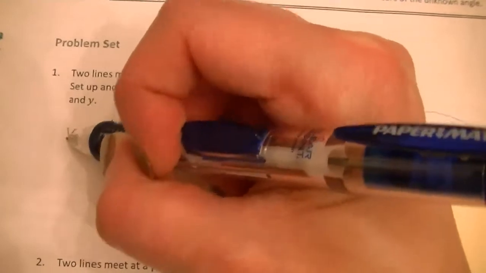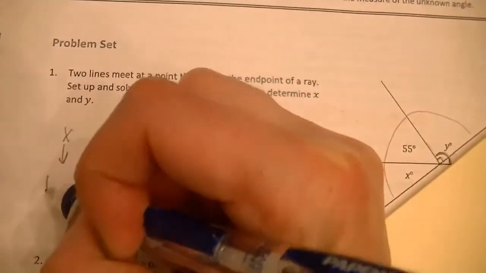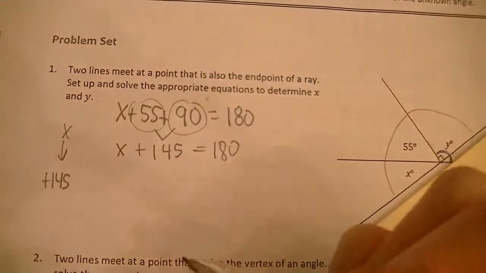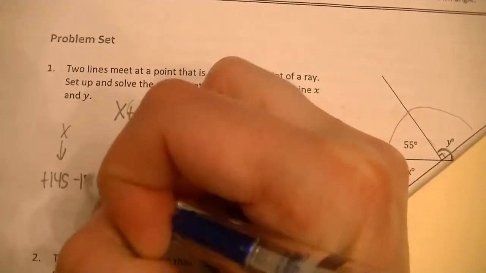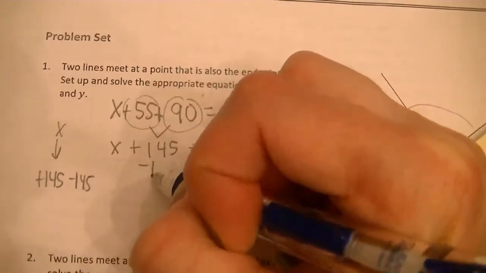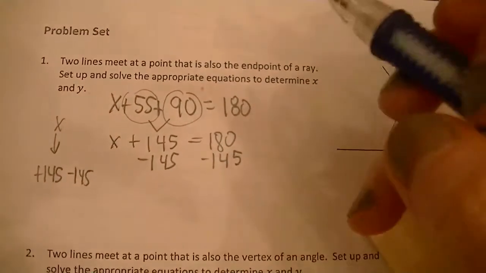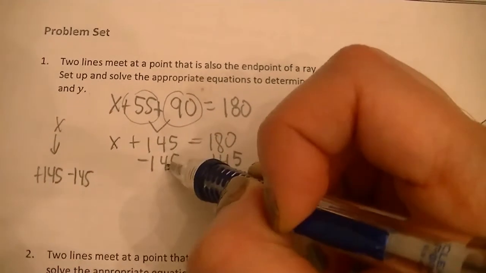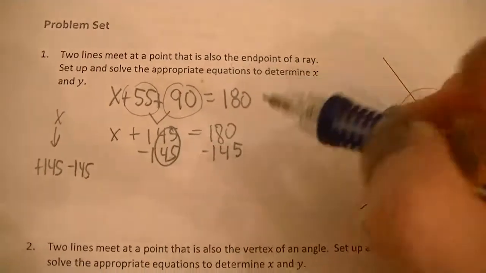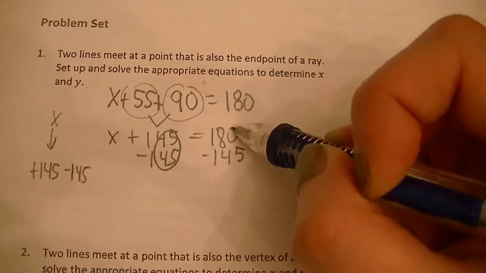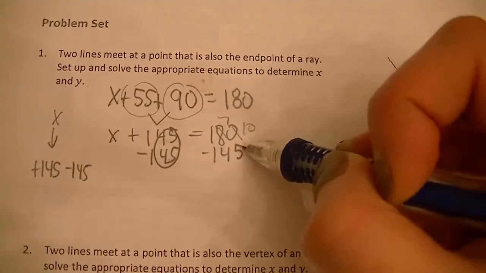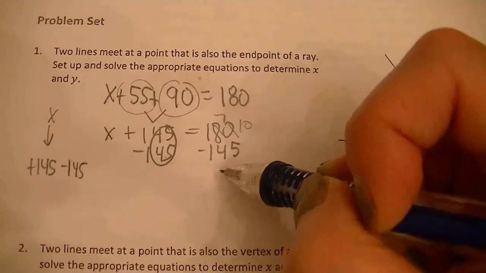So I started with x. From there, we added 145 to it. The inverse operation of adding 145 is subtracting 145. So you're going to do that to both sides of that equation. Okay? So 145 subtract 145 is 0. 180 subtract 145, let's see here. That is going to be 35.